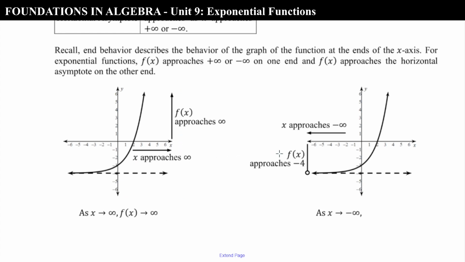On the other side, as x approaches negative infinity, f of x approaches -4 because we never cross this horizontal asymptote and we never touch this horizontal asymptote. So as x approaches negative infinity, f of x is going closer and closer to -4. So in this case, we do not have an infinity for this statement. We just have a number.